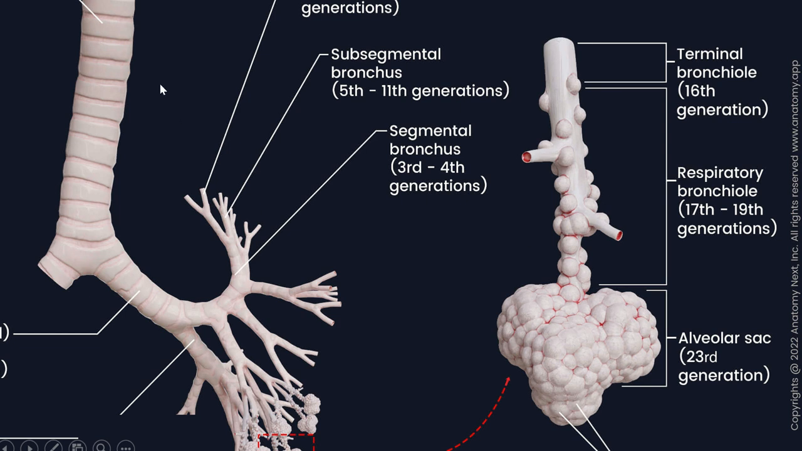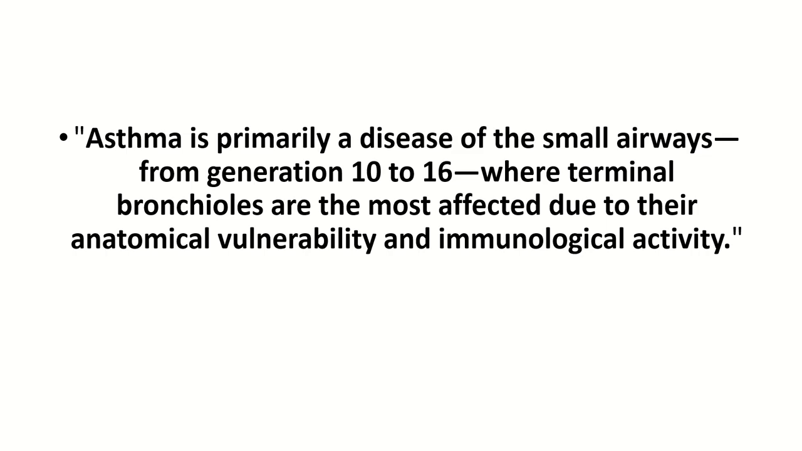Gas exchange happens. But what exactly all these airways above are doing is conducting the air to different parts of the lungs. So this is called the conducting zone, till the 16th generation. 17th to 23rd generation we call the respiratory zone. Now, as I was telling, in asthma, the 10th to 16th generation of bronchioles are affected. So asthma is primarily a disease of the small airways affecting generation 10 to 16, where the terminal bronchioles are the most affected due to their anatomical vulnerability and immunological activity.